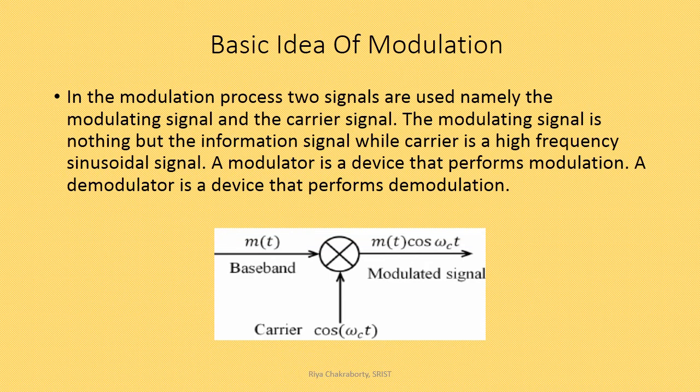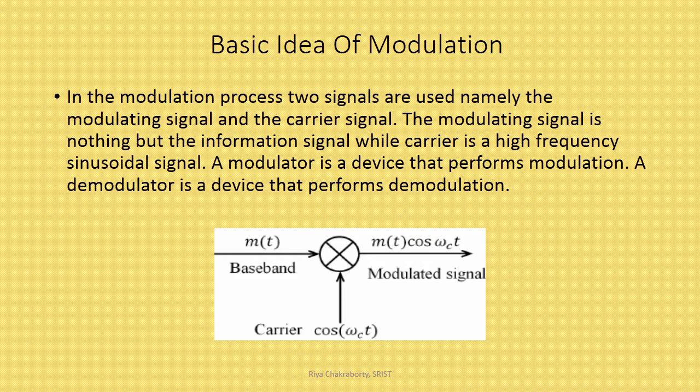Now I will give you some basic idea of modulation. You can see in this diagram that in the modulation process, two signals are used. One is the carrier signal and another is the modulating signal. The modulating signal is nothing but the information signal. And now the question is, what is a carrier signal?